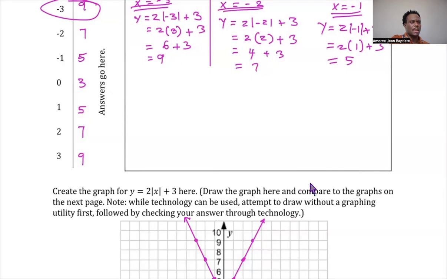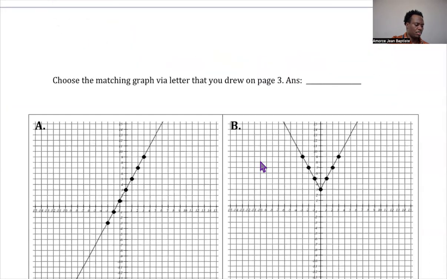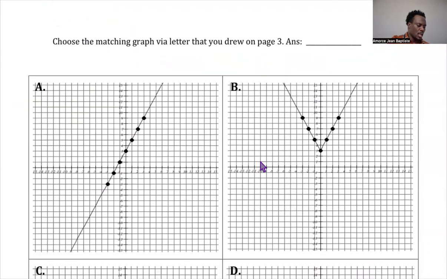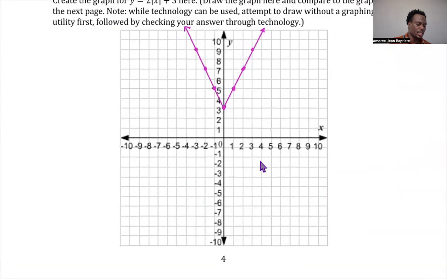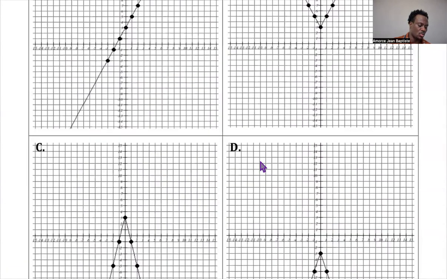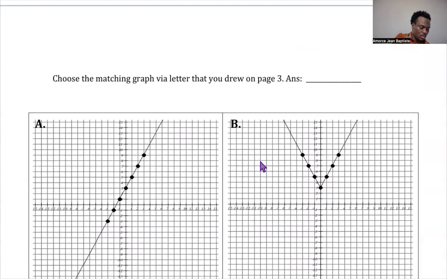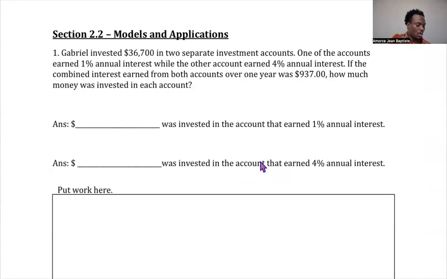All right, so next example here. Obviously they ask you to pick your graph, which is easy because you graph it on your calculator and you can see clearly the graph that matches what you had is B. All right, that was the content for our first lesson, 2.1.